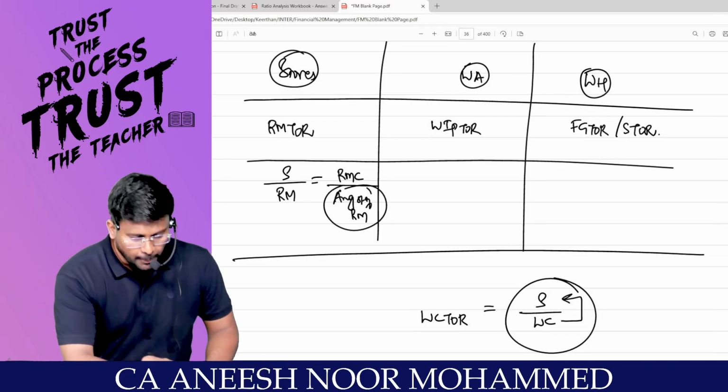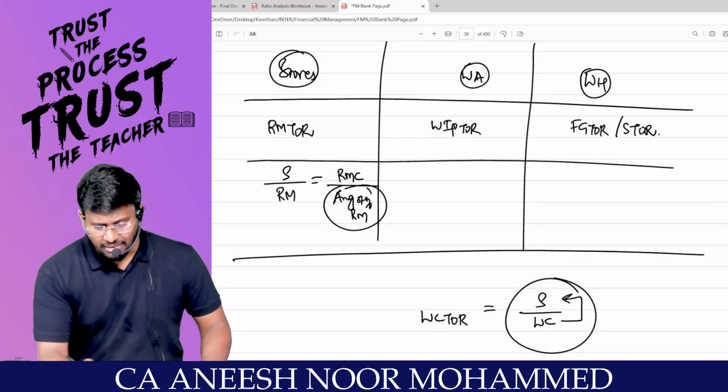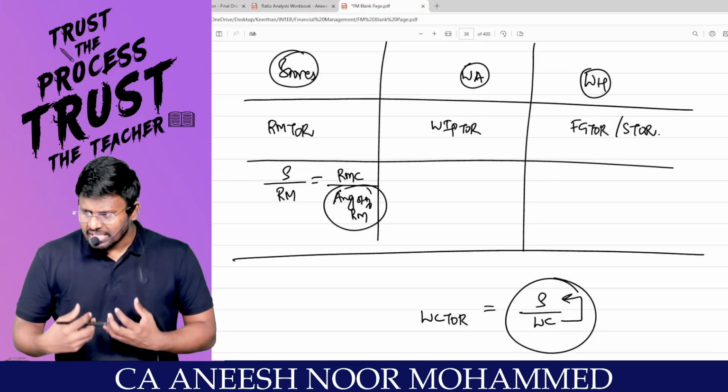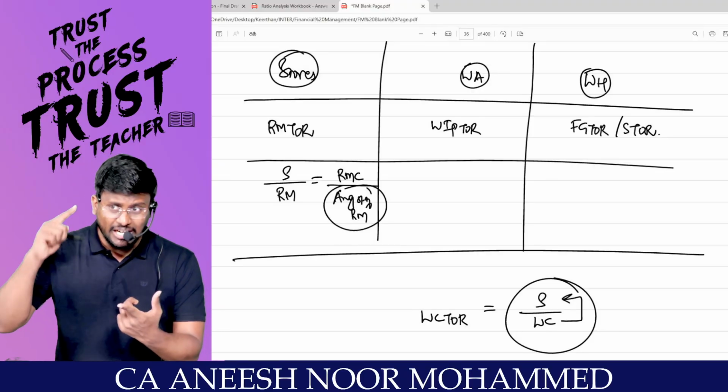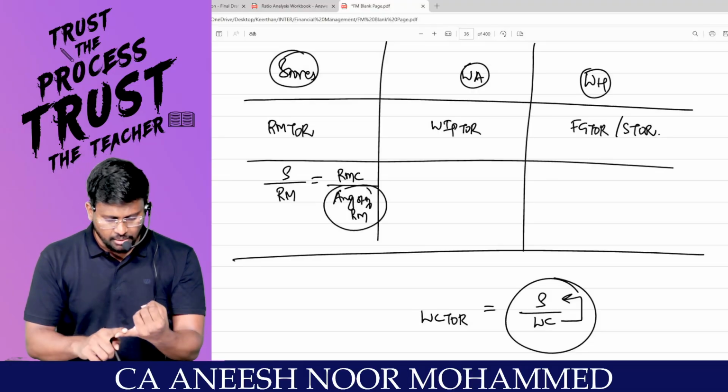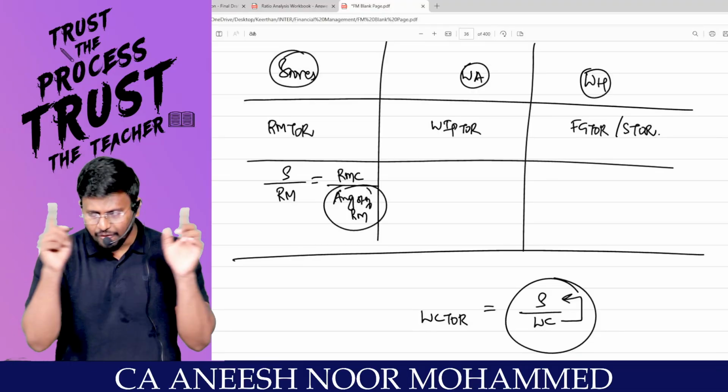Coming to the WIP turnover ratio. WIP is related to my factory work area. There I will not sell the raw material and I will not consume the raw material. I will be incurring all the elements of cost such as material, labor, overhead, everything. Right, sir?